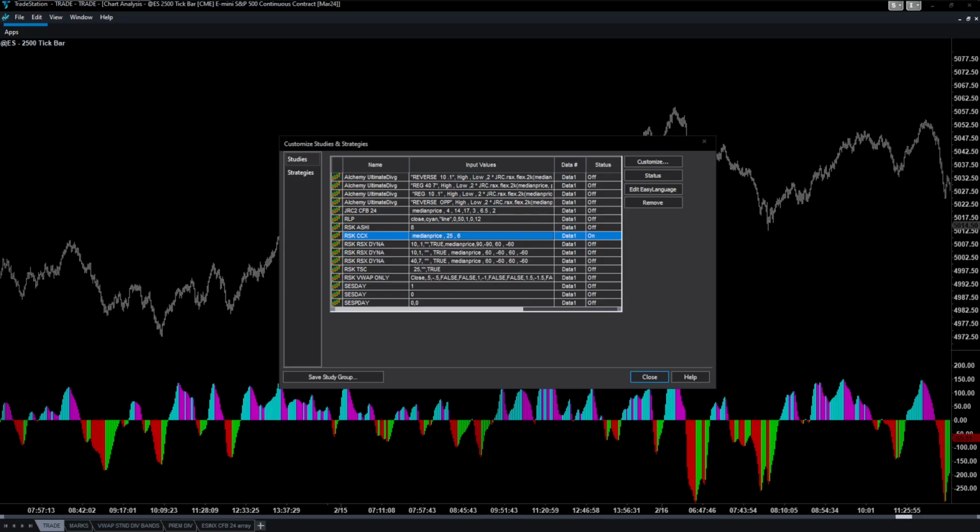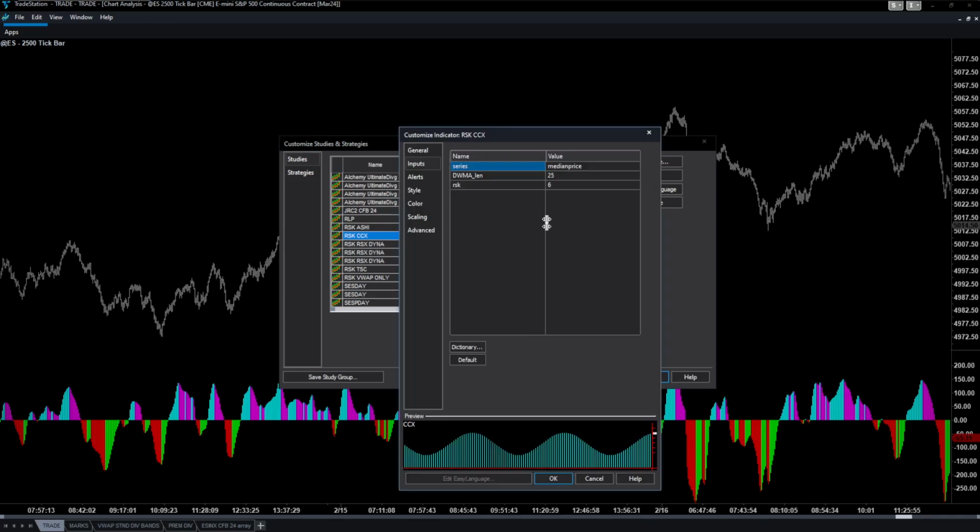In this video, we're going to talk about the CCX. The CCX indicator in Jurek is not the same as this CCX. The functions are the same, but we've added an additional feature to it. We call it the RSX function, or the RSK function.